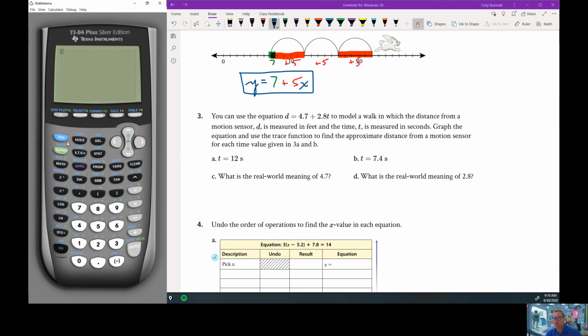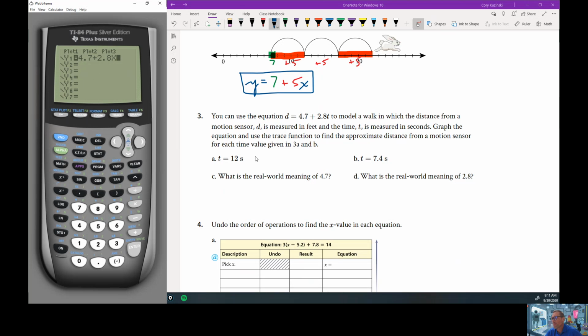All right, here we go. Let's go to Y equals on our graphing calculator. In Y equals, I'm going to type my equation, 4.7 plus 2.8x. You can use Desmos.com. It's got a good graphing calculator that works really well for stuff like this. You should try it out and play around with it. But I'm going to use my graphing calculator.